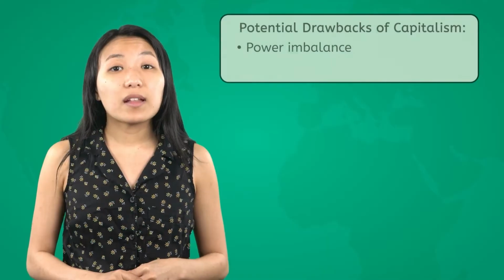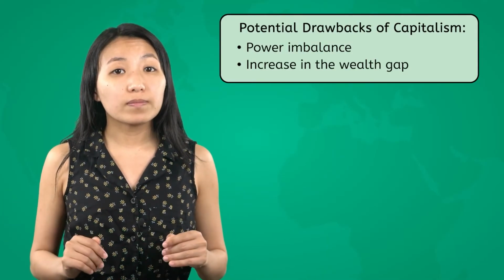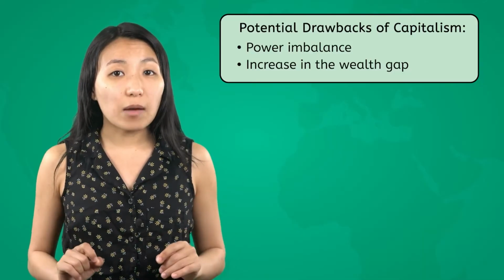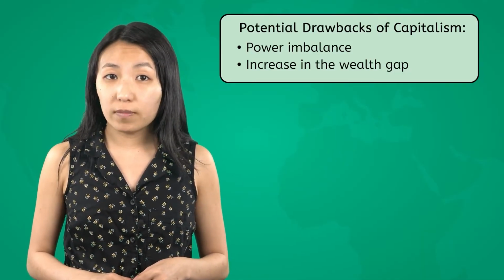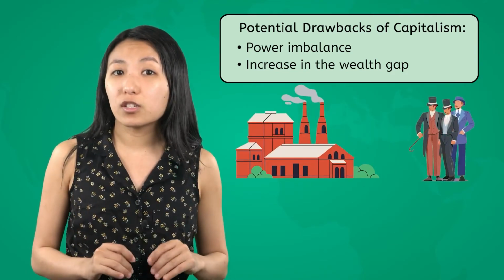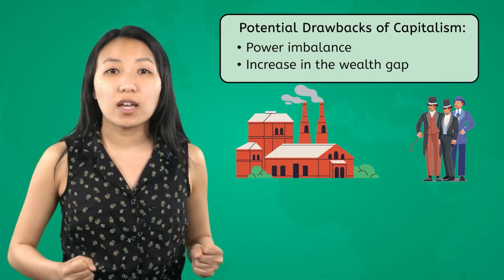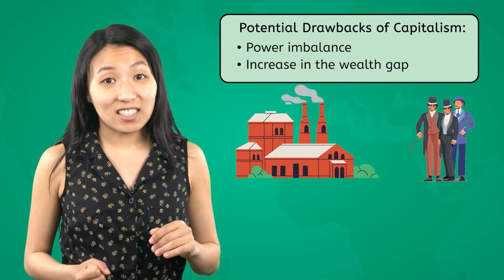Theoretically, capitalism offers workers choices in employment, but during the industrial age, this was not always the case. This power imbalance led to an increase in the wealth gap. Unbridled capitalism resulted in unequal wealth distribution during the industrial era. The means of production were controlled by a few individuals and businesses who reaped the benefits of the economic boom, while the working class remained stagnant.